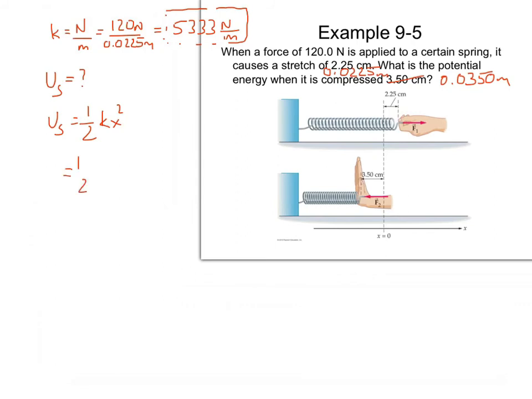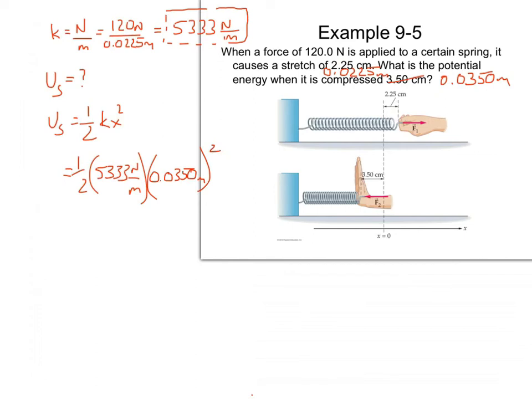So 1/2, what's our k? K is 5,333 newtons per meter. And our x, that is how much it's being displaced? Well, it's being displaced 0.0350 meters. We use the original force and the original displacement to find the spring constant. Now we're using the spring constant and our equation for the potential energy of a spring to find the energy it actually has. So it is 0.0350 meters, and we're going to square that value, because that's part of our equation.